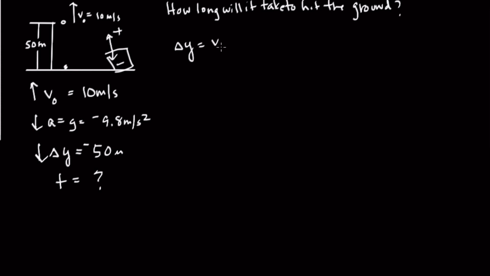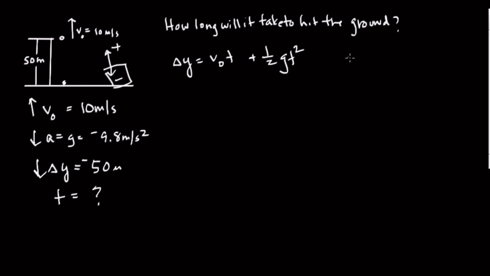So delta y equals v naught t plus 1/2 gt squared. When you solve this, when you add it, you should get negative 2.3 seconds, and when you subtract, you should get positive 4.4 seconds. So make sure you can plug these numbers in and do that. And if you can't, just hit play again, and I'm going to go through how to solve it.